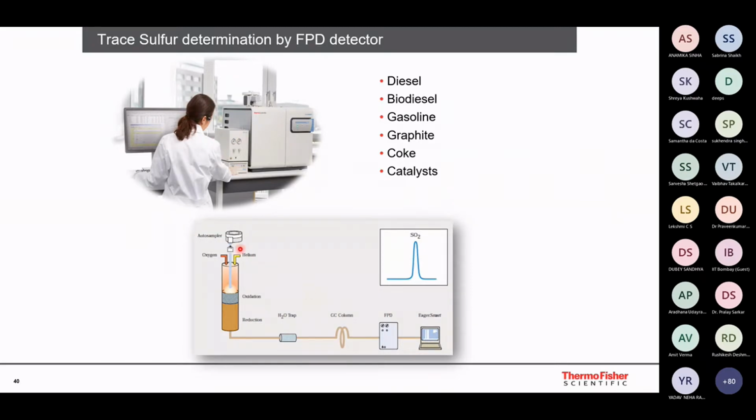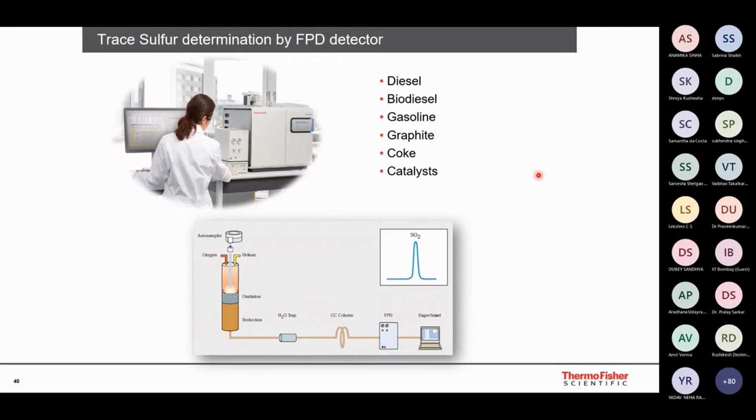So through that CHNS reactor, instead of going to the TCD detector, the line is going to the FPD detector. Here an H2O trap is also there. The GC column is very separate, not like a CHNS column. It is different. Here with the FPD detector, you can measure the sulfur as SO2. Only a single peak you can see. We can find sulfur in diesel, biodiesel, gasoline, graphite samples, coke, and catalyst also.